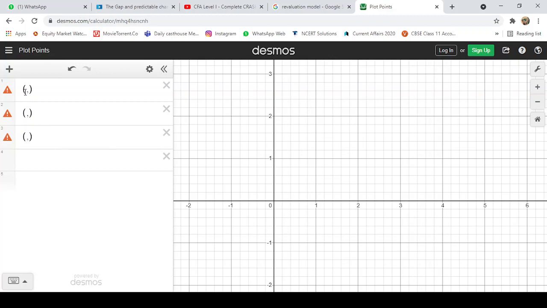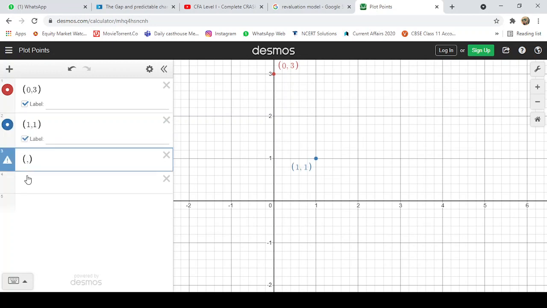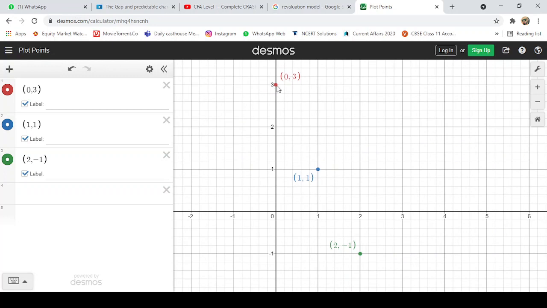So what were our points? We have (0, 3), the next one is (1, 1), and the last point which we calculated was (2, -1). You can see in the graph there are 3 points labeled in 3 different colors. If you look at them, they appear to be in a straight line, but we have not yet confirmed that. For this, what we can do is plot this line.